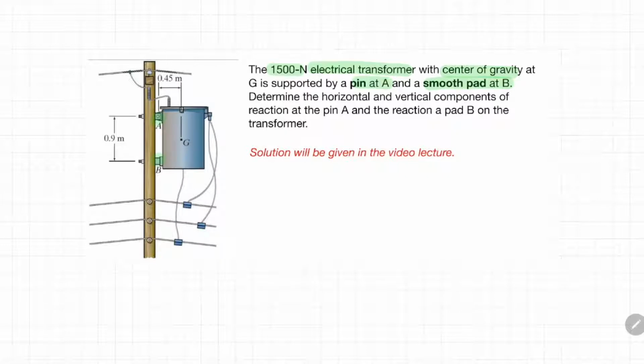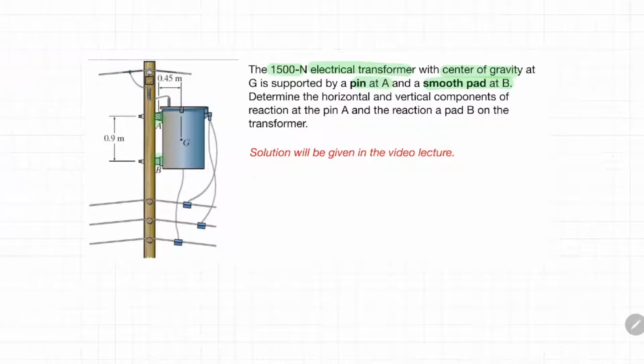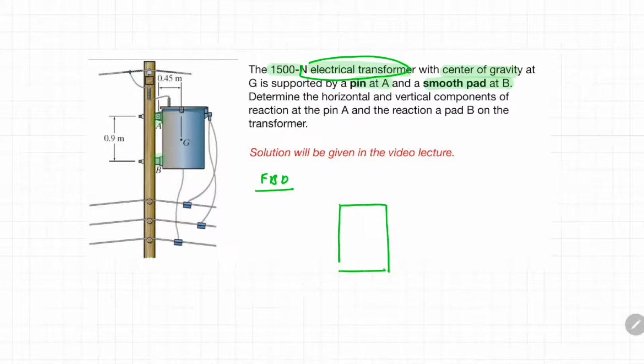So you just refer to the support reaction force for pin and smooth pad, and the first step that you always need to do is to draw the free body diagram. Okay, remember when you draw a free body diagram, there may be additional marks given to you. So what is the item that we want to study? The item we want to study is this electrical transformer. So we free up this electrical transformer from the punya tiang-tiang tu and we'll just redraw it over here.